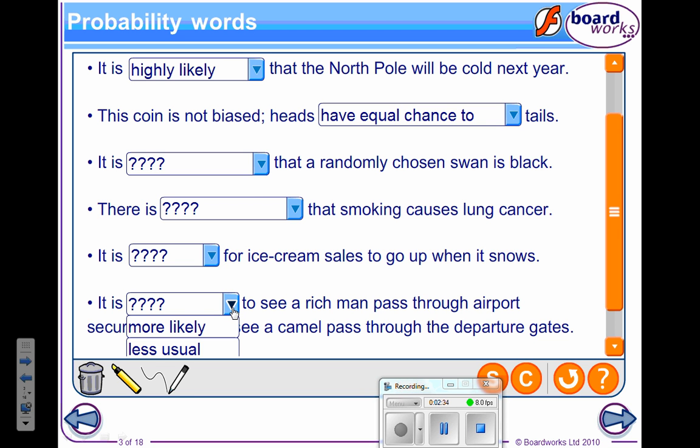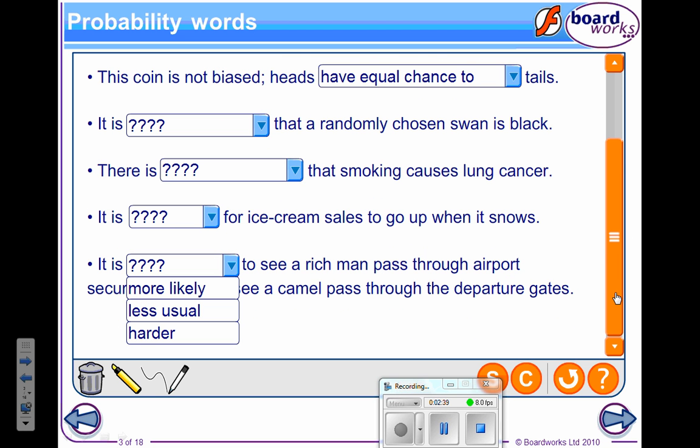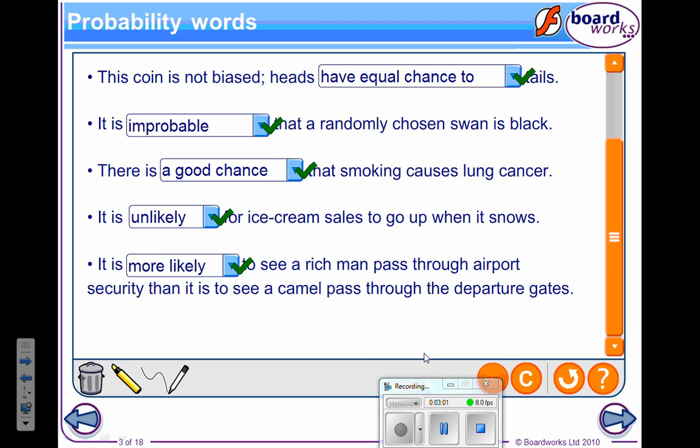And last one, it is more likely, less usual, harder to see a rich man pass through airport security than it is to see a camel pass through the departure gates. More likely, less usual, harder. Okay, let's check your words. So, improbable, a good chance, unlikely, more likely.